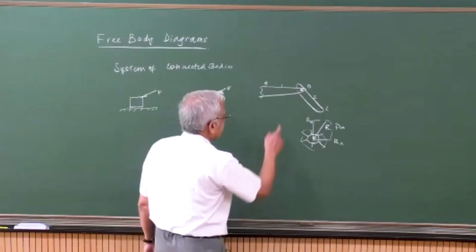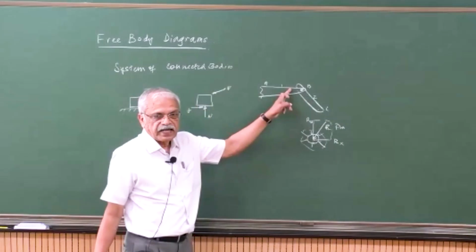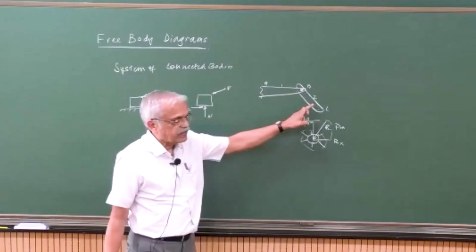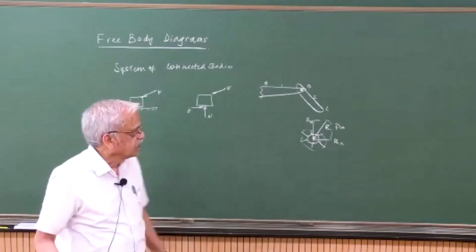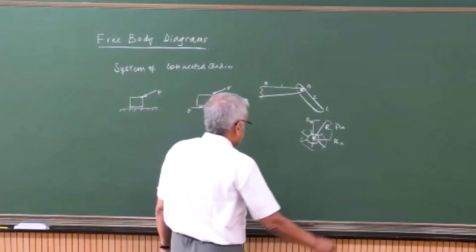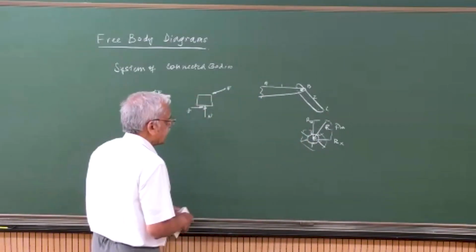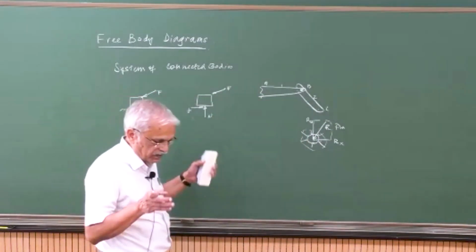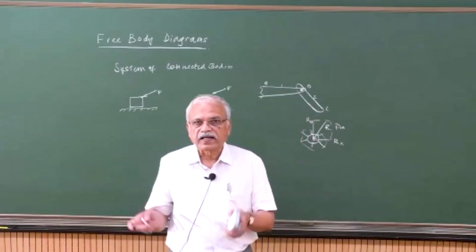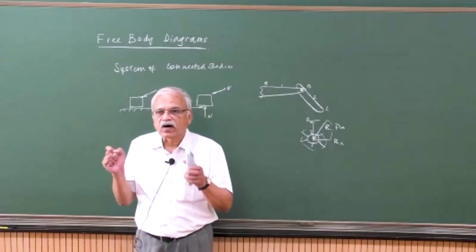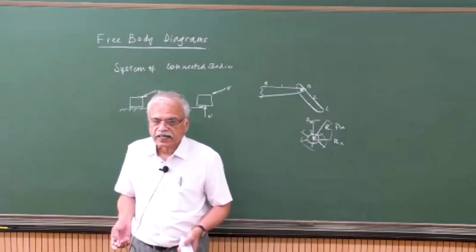So if you isolate this one, that means this will be exerting an R, and this will be exerting an opposite R on link 2. Like that, you have several interactions, and it is very important for you to understand what the interactions are. You should exactly put the number of unknowns, one applies on the other.